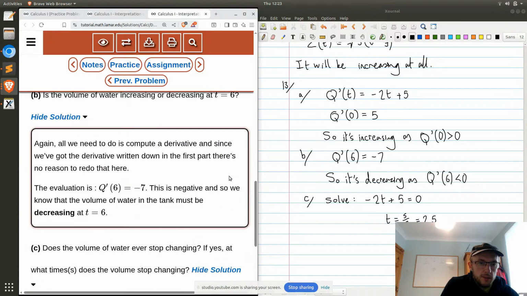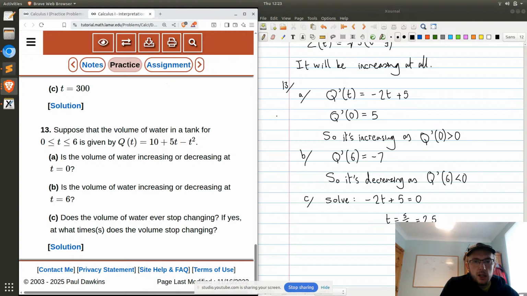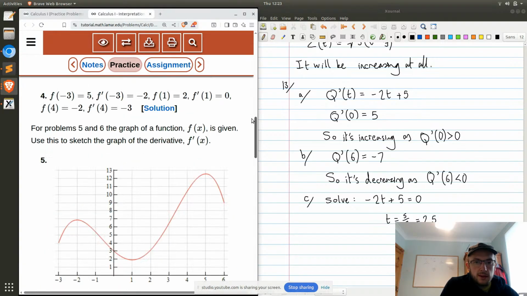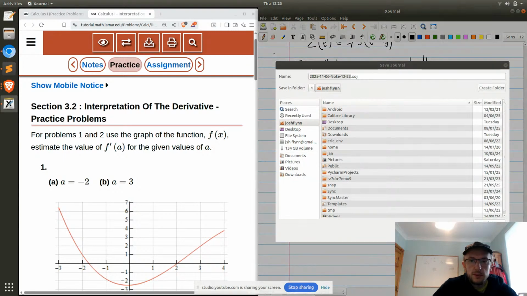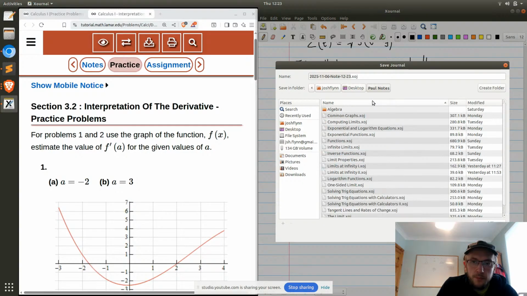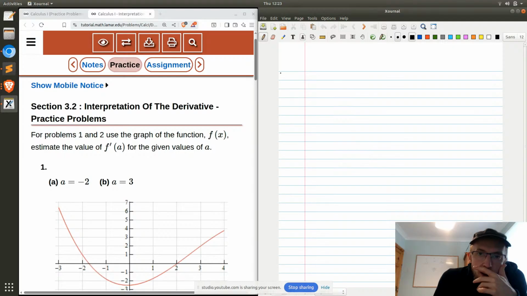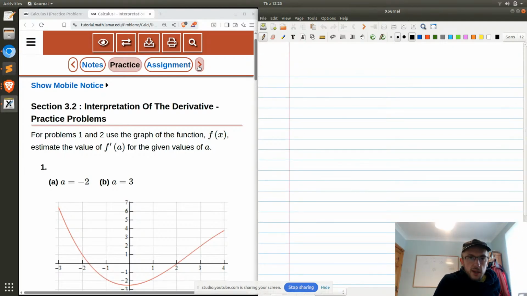Okay, they agree, and they agree. All right. So that's the interpretation of the derivative solved. That portion anyway. So I'm going to save this and then move on to the next section. All right. What's the next section though?